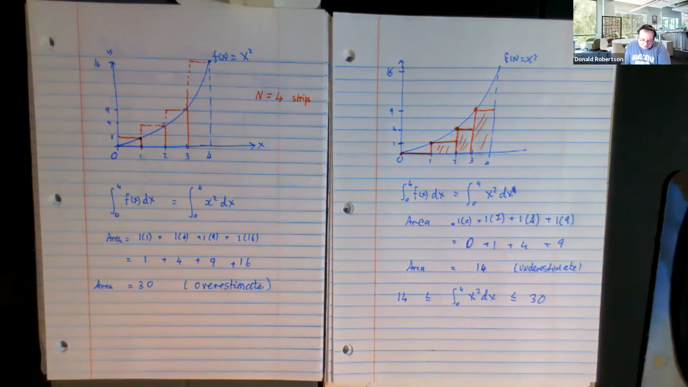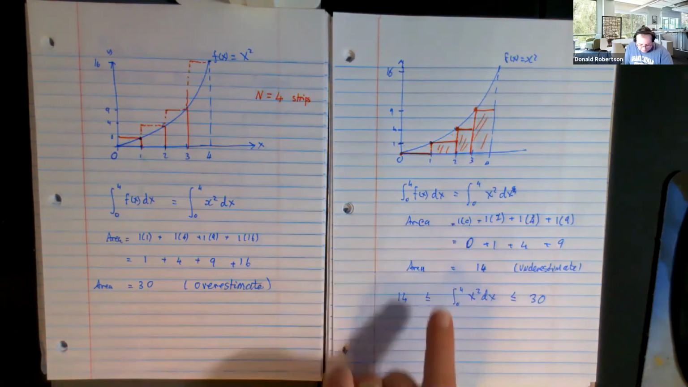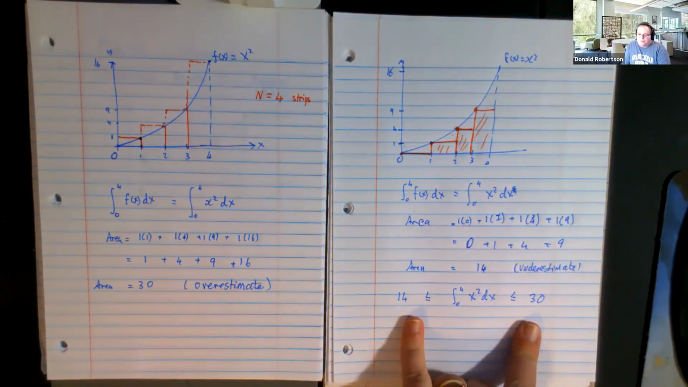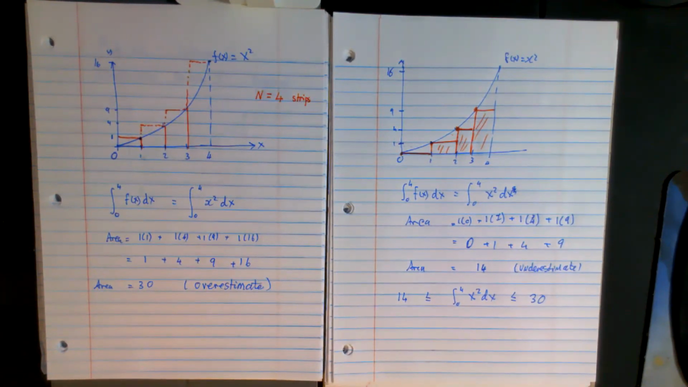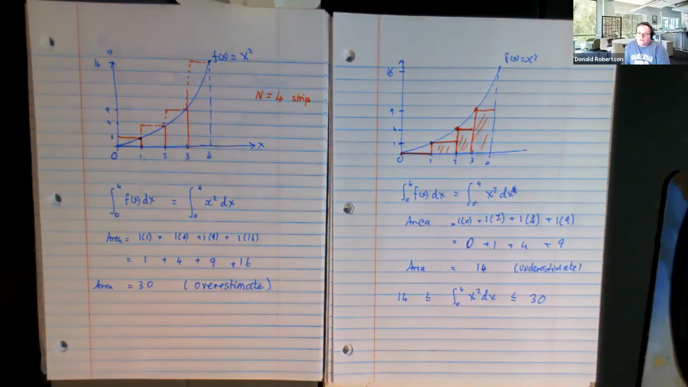Now, how could I get a better estimate? Because right now, all I can tell you is that the real answer is somewhere between 14 and 30. Wouldn't you have to have more rectangles in order to get it more accurate? Yeah. So can I do 400 strips? Not that I will, because that would take forever. But can you imagine a computer program could do that for you, right? Can I do 400 strips?